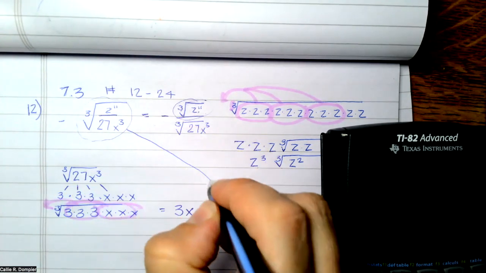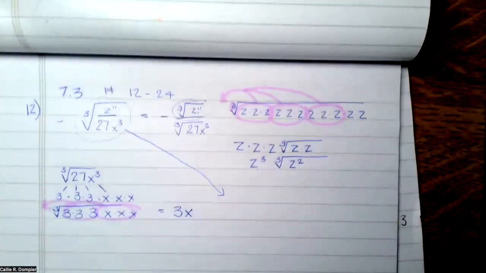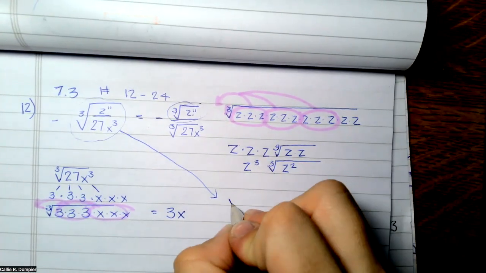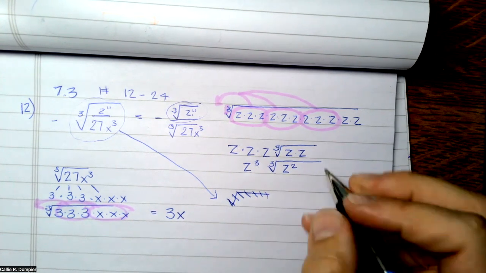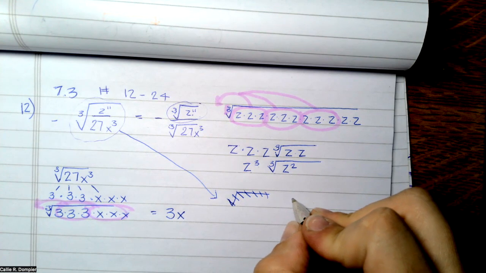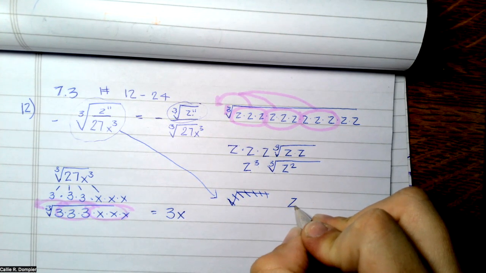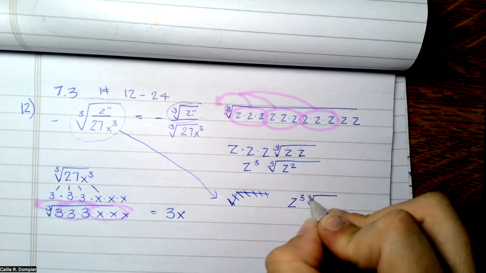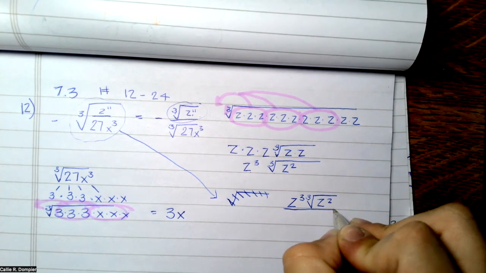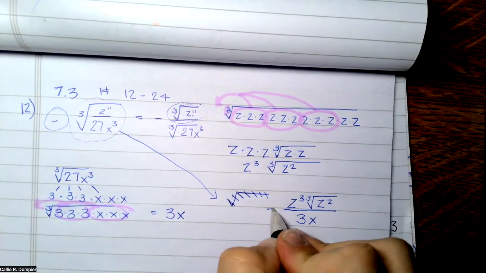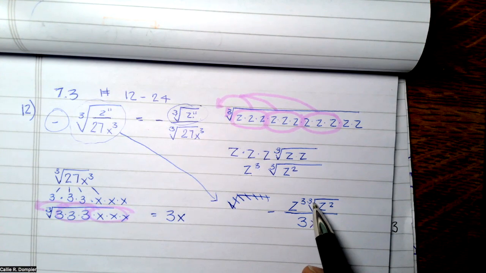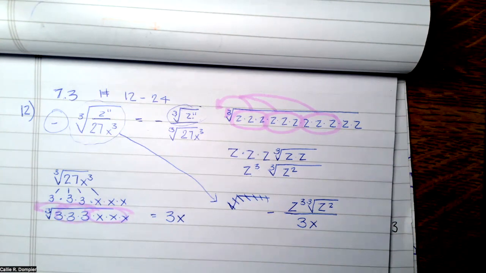Now I'm going to rewrite this whole thing with the new information I have. At the top I had z to the third times the cubed root of z squared. On the bottom I had 3x. And remember, I had this negative in front. So negative z cubed, cubed root z squared, divided by 3x. That would be the answer that I would type in for that.